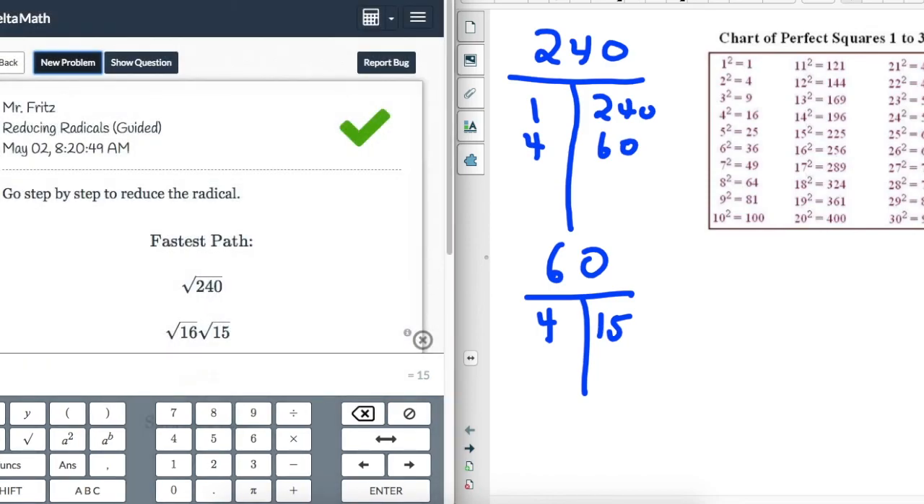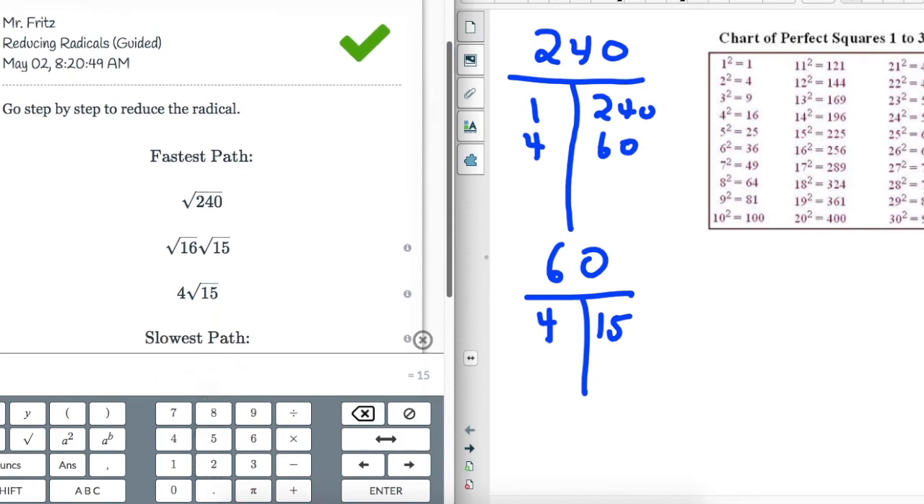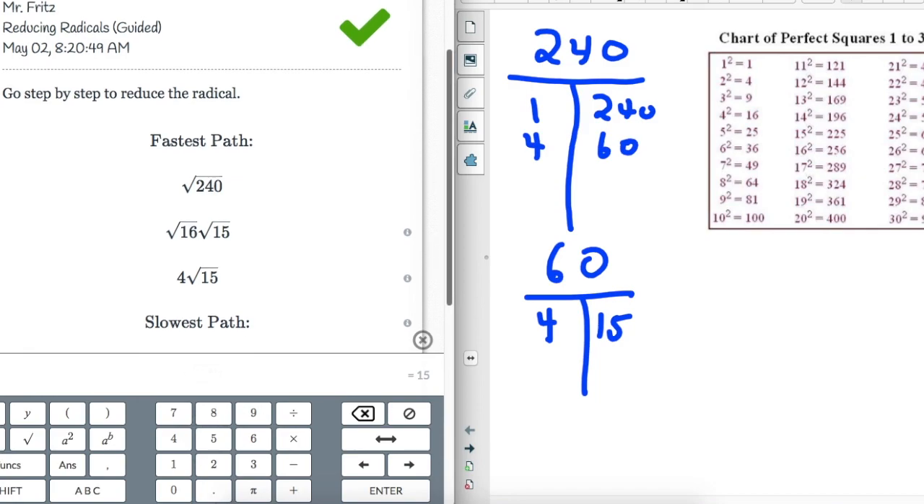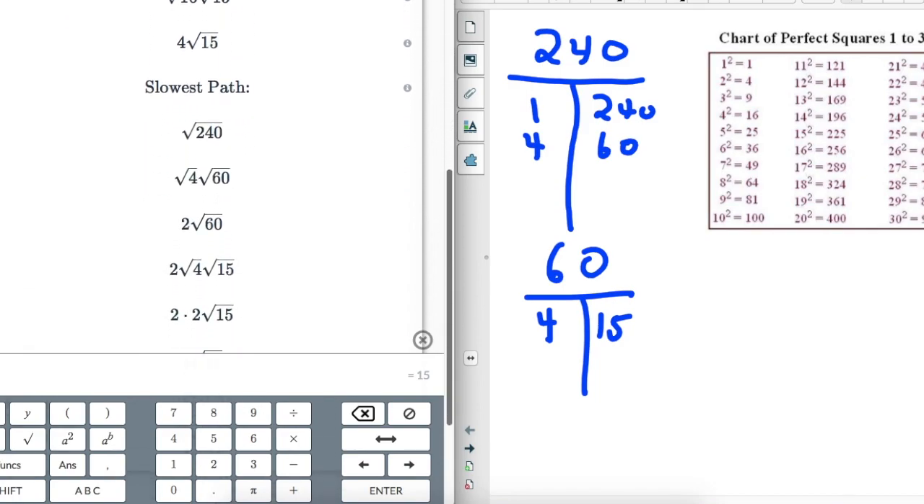So here's how you can work through this thing. And it even tells you what the fastest path is. If I used the square root of 16 and pulled that out, that would have been the quickest way to do this. I took a slower path, but it still works. So there you go.